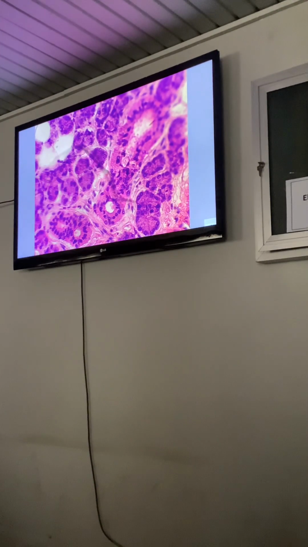The secretory portion consists of serous acini. At the tip of the pointer, we can see serous acinus. It consists of serous cells organized in a spherical structure called serous acinus. Each cell has a spherical nucleus. The cytoplasm is filled with secretory granules.